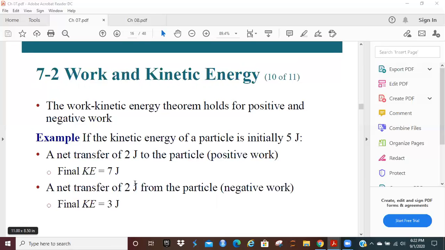So what happens if you have a net transfer of 2 joules from the particle? Negative work. You just subtract it. That's right. And you end up with 3 joules.